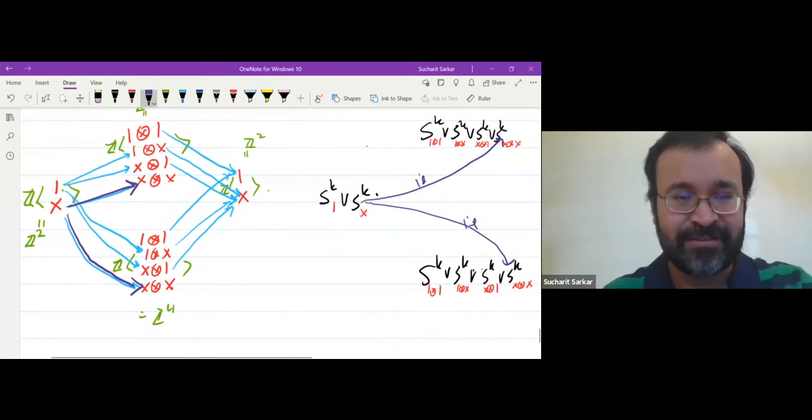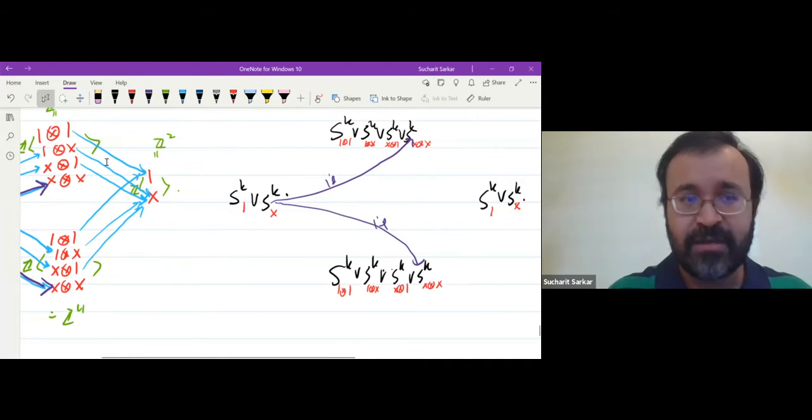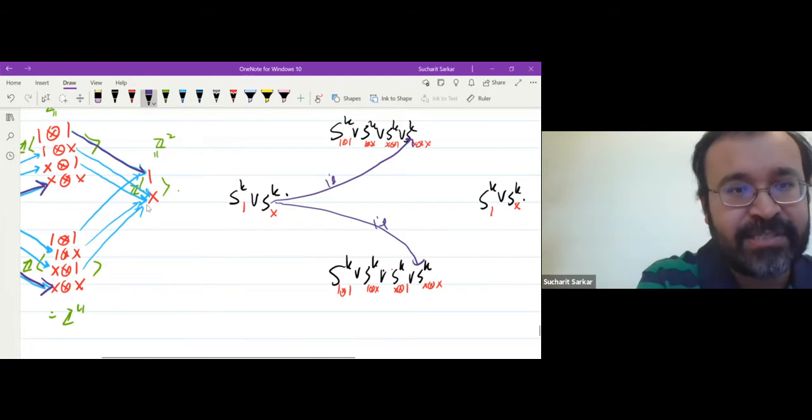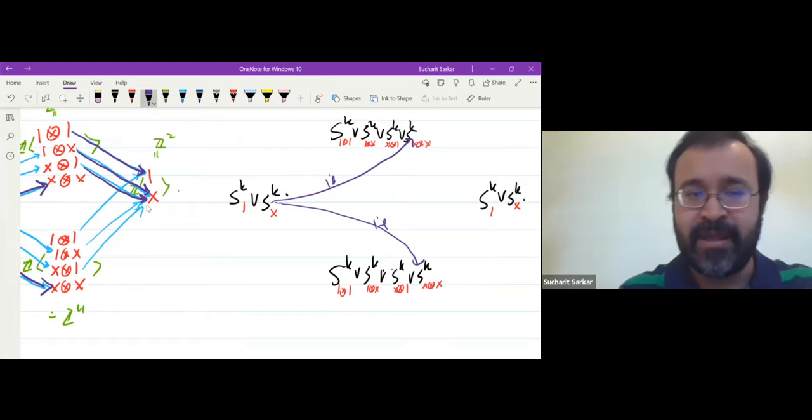Okay. Let's see what the other easy ones are. So similarly, 1 tensor 1 maps to 1. Or for that matter, 1 tensor X maps to X, and X tensor 1 also maps to X. These are all mapping by degree 1 maps. So everything looks like degree 1. So things are going great. These are all mapping by a degree 1 map.